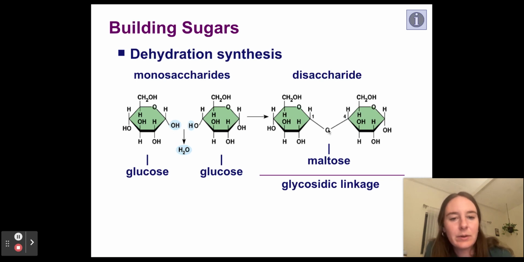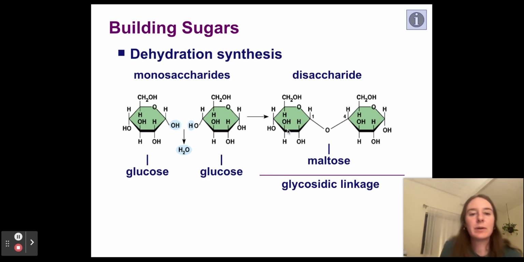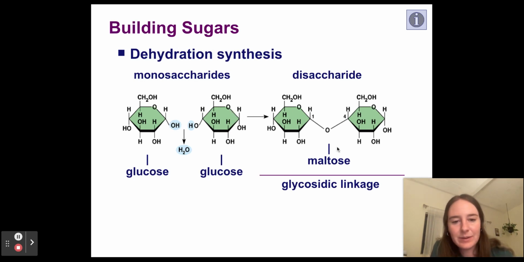So this is now our new covalent bond. We call it glycosidic linkage, but that's really just a covalent bond. So dehydration synthesis, because you're dehydrating, you're removing water, and you're forming a bond between these two monomers. Now you go from two monosaccharides to a disaccharide, and they're bonded together. So glucose and glucose now makes maltose, which is in your food.